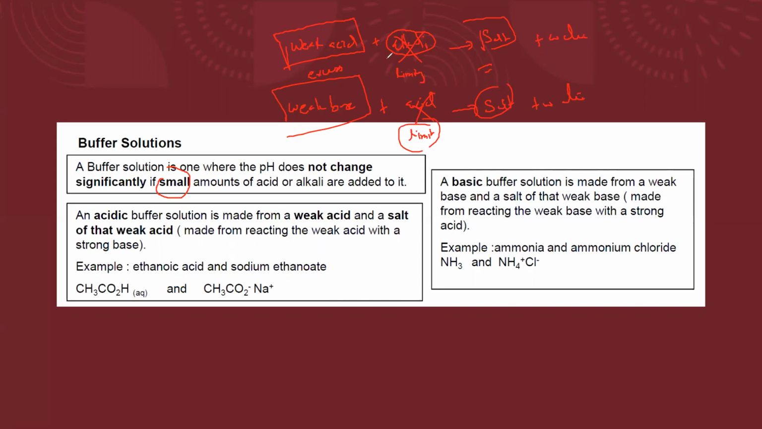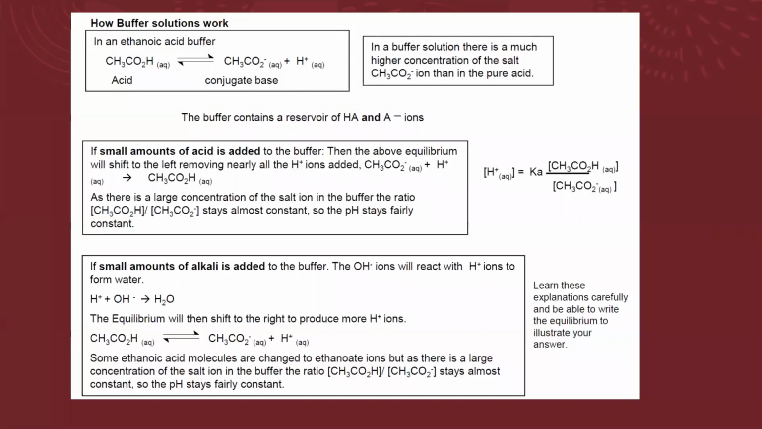How it resists the change in pH, that's the second point. So how does a buffer solution work? For example, if we take an acidic buffer solution, because a buffer solution can be acidic or it can be alkaline. An acidic buffer solution means a solution which is a mixture of weak acid and its salt. So the weak acid is there and the conjugate base, or its salt, is there.